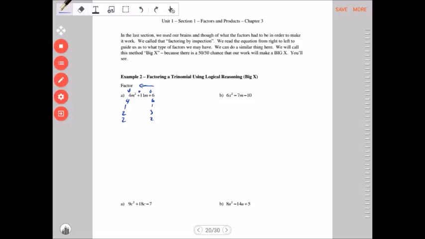Okay, so if we look at this one, 4 times 2 and 1 times 3. Okay, 4 times 2, and I'm going to write the 8 right beside the 2 because that's where it came from. 4 times 2 is 8. 1 times 3 is 3. And oh, look, 3 plus 8 is 11.